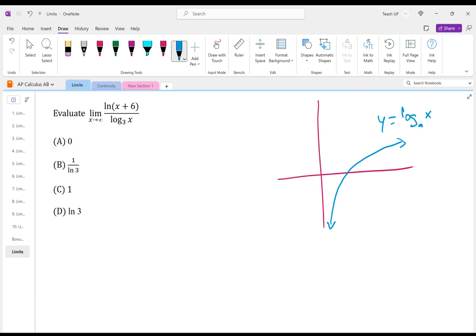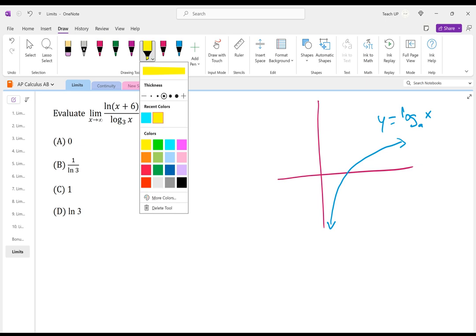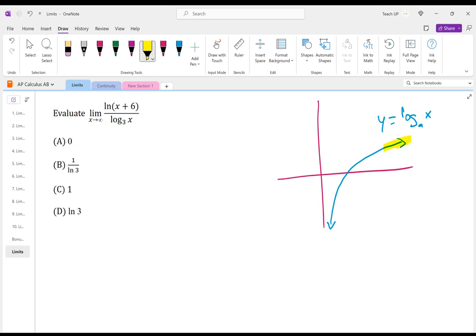As we can see here, as we're getting closer to positive infinity on the x-axis, the graph itself is getting closer to positive infinity. So that means the numerator here is going to be positive infinity and the denominator is also going to be positive infinity because the behavior stays the same no matter what base you have.